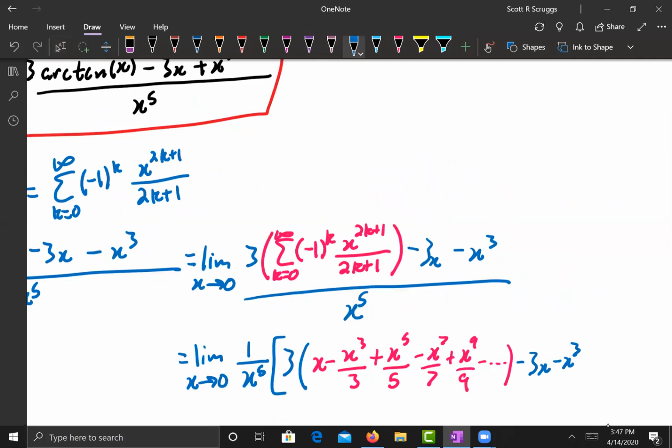X cubed. There we go. Sorry about that. Can't read today.